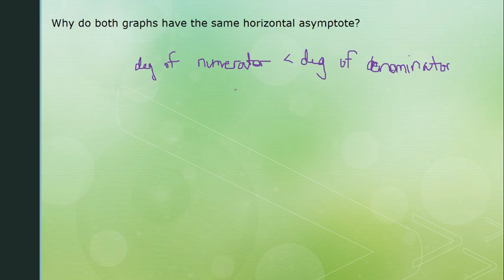Now, if they would have been different, if one of them had the degree of the numerator less than the degree of the denominator, and the other had the degree of the numerator greater than the degree of the denominator, then we would have different horizontal asymptotes. But since they both have the degree of the numerator being less than the degree of the denominator, they both have that same horizontal asymptote of y equals 0.